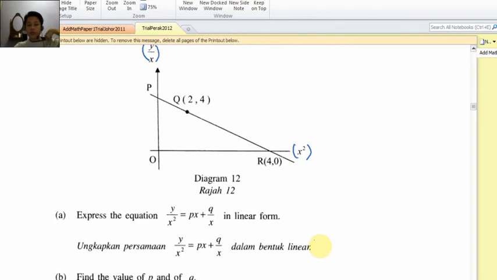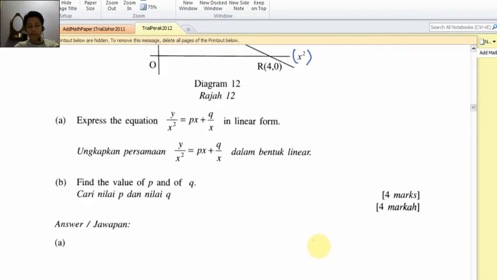Question A, express the equation in linear form. So let's do that. How do you want to turn it into a linear equation? Take a look at the denominator on the left, it is x squared. So we need to get rid of x squared and put it in a linear form. Over here we have q over x. We need to get rid of that. So we need to multiply both sides with x.